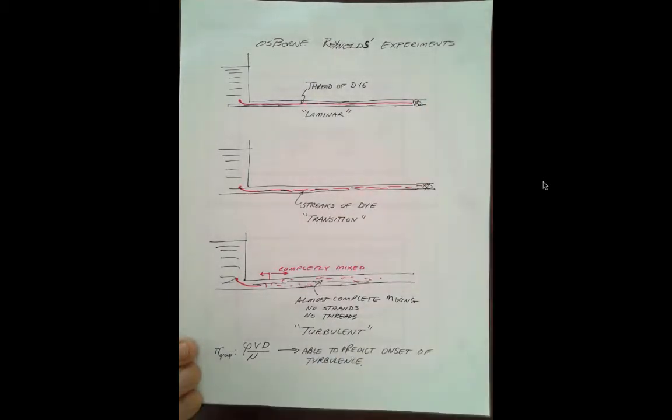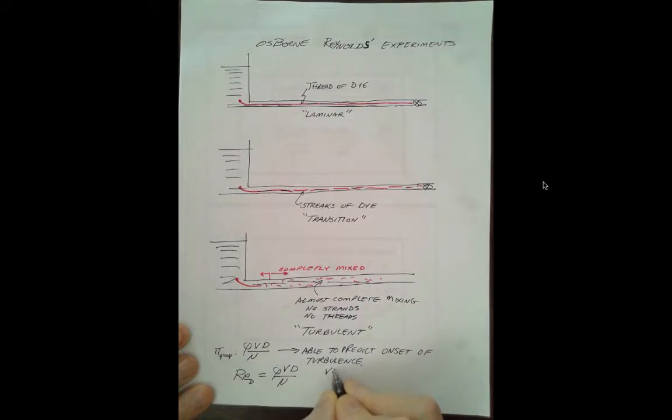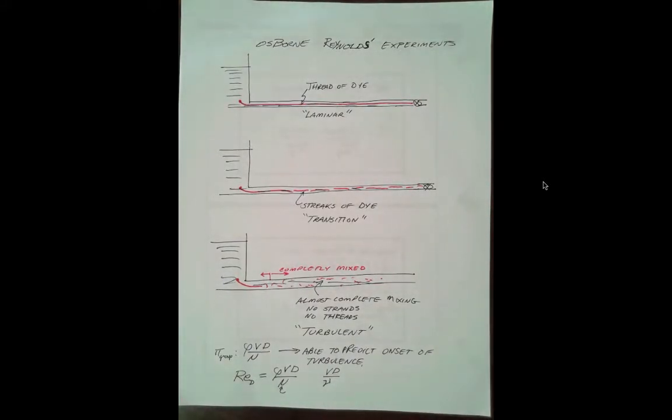Now, beyond that, it didn't help much, but this was a valuable finding, and this pi group has since been known as Reynolds number. Usual symbol is Re. Put a subscript D to indicate that's a Reynolds number based on diameter. Rho v d over mu, and sometimes it's v d over nu, where one of these is kinematic viscosity and the other one is dynamic viscosity, absolute viscosity. One of the viscosities takes care of the density.